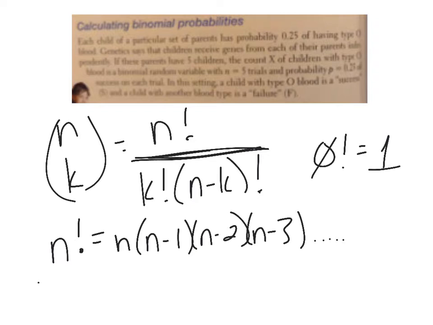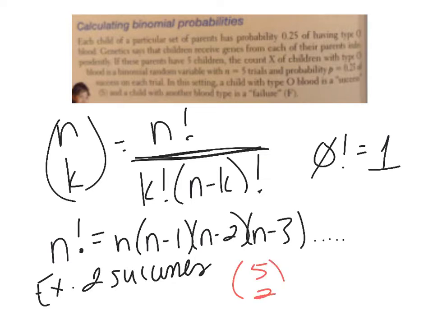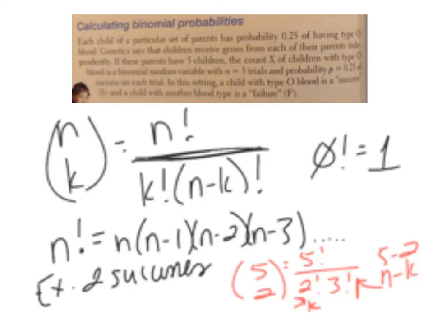Let's look at an example here. I want 2 successes in my family of 5. So I'm looking for 5 choose 2, and this is my binomial coefficient here. So what this becomes is 5 factorial over the factorial of 2 and 3. 2 being k, because I wanted 2 successes, and 3 being n minus k, which is 5 minus 2. Let's erase some stuff and see what this is going to look like.